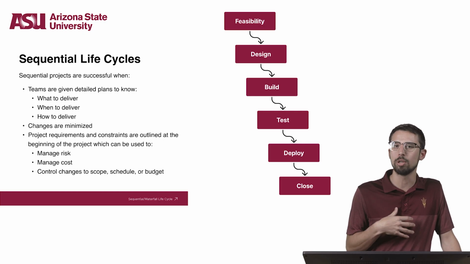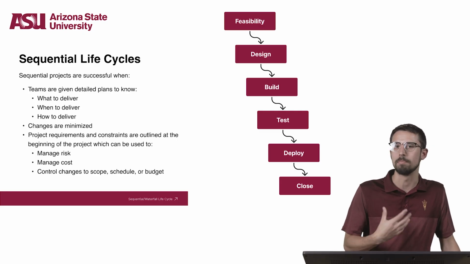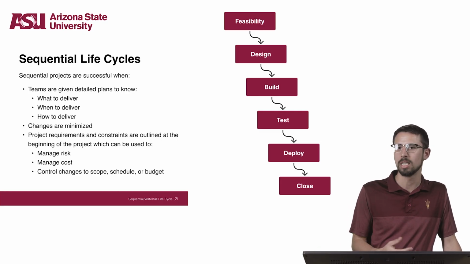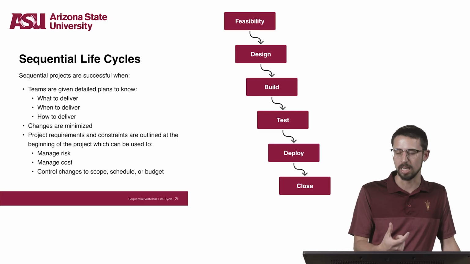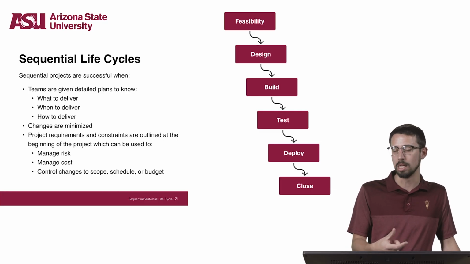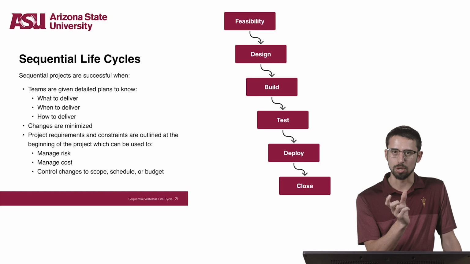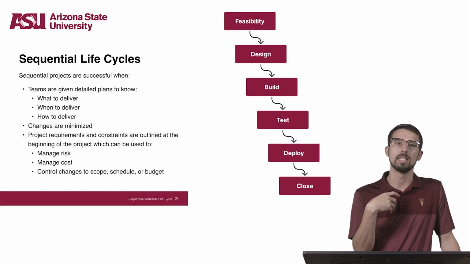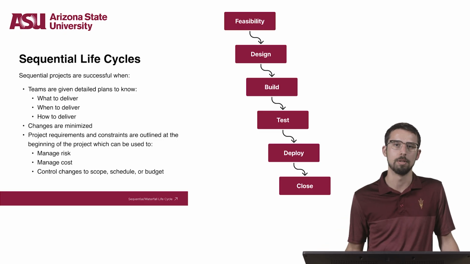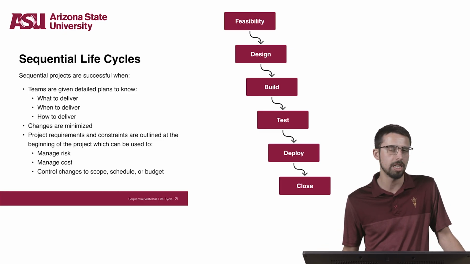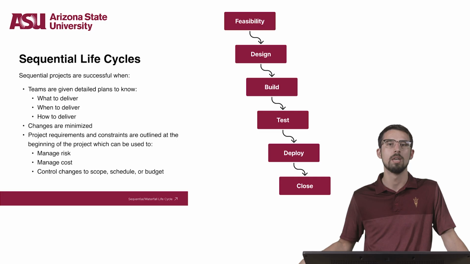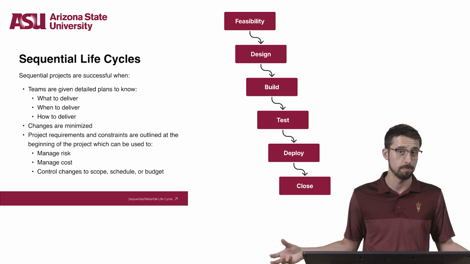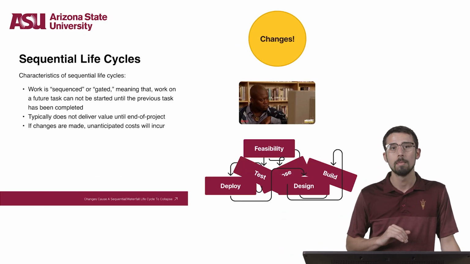When the team creates detailed requirements and plans at the beginning of a project, they can really articulate those constraints quite well. The team can then use those constraints to manage risk and cost. As the team progresses through the detailed plan, they monitor and control changes that might affect the scope, schedule, or the budget.